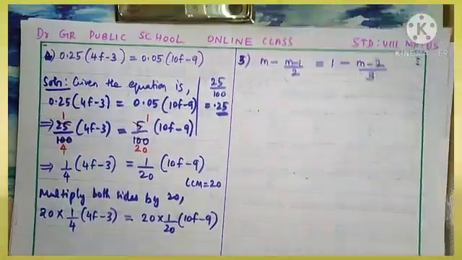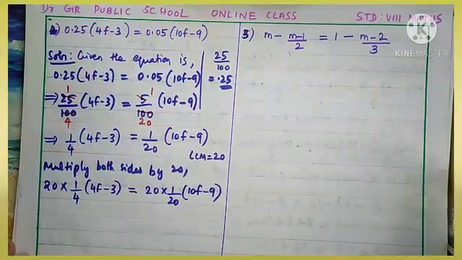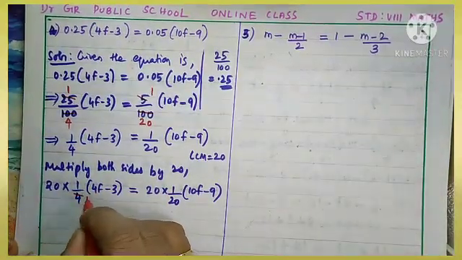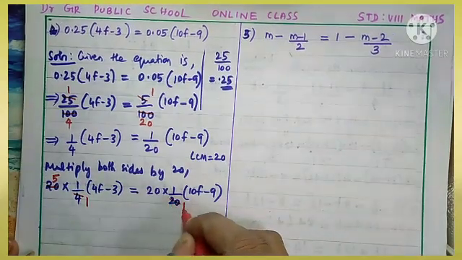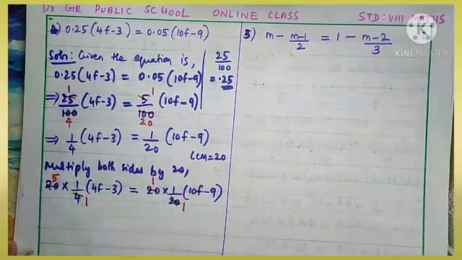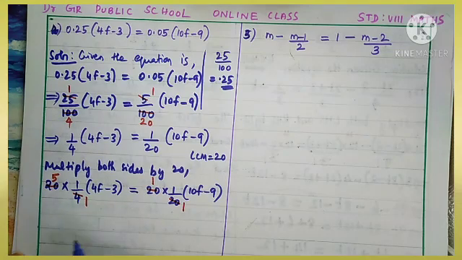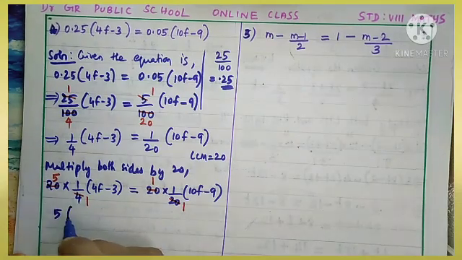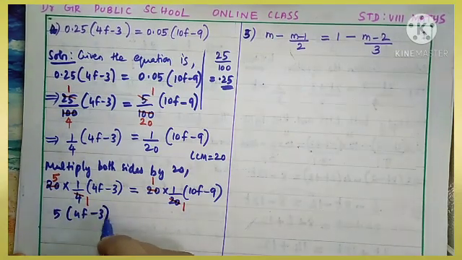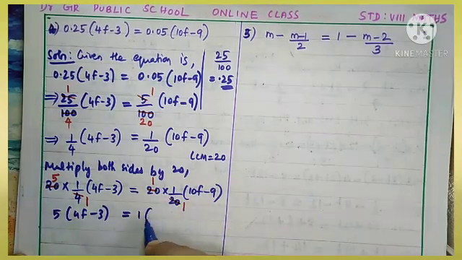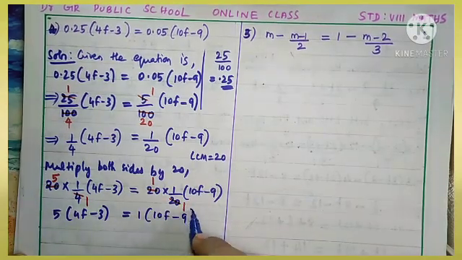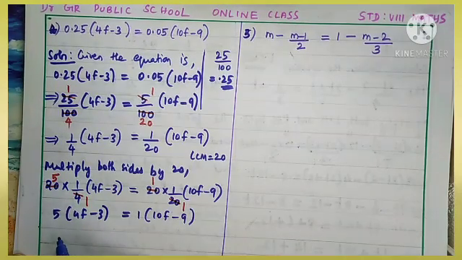We can simplify. So that 1 4 is 4. Here 5 4s are 20. Here 120 is 20. Now what are the remaining terms? 5 into 4f minus 3 equal to, here 1 into 1 is 1. So 10f minus 9. Now open the bracket.